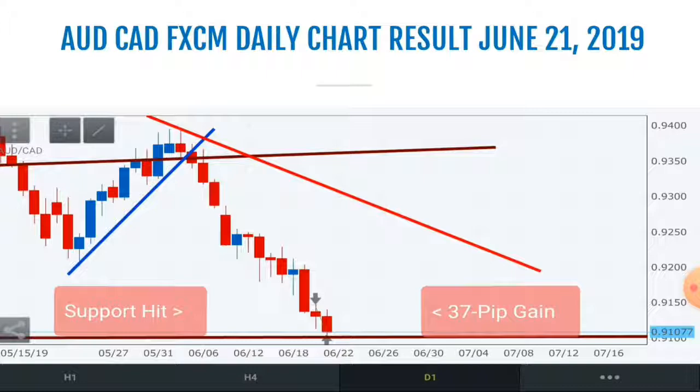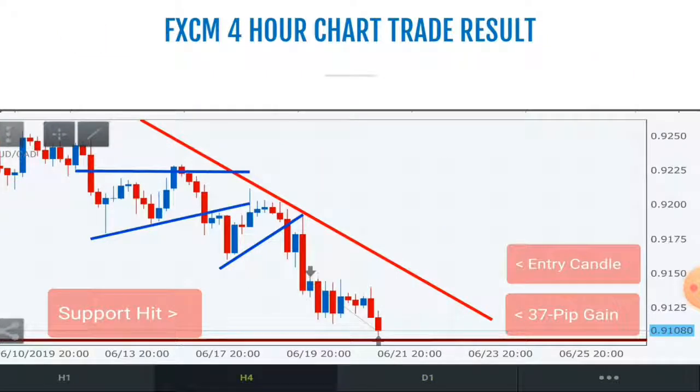And as you can see here on the daily chart, the trading gain was captured as the market continued the bearish movement and provided us with a trading gain of 37 pips. And as you can see here in the 4-hour chart, the market did pull back a little bit and provide me with a better entry.